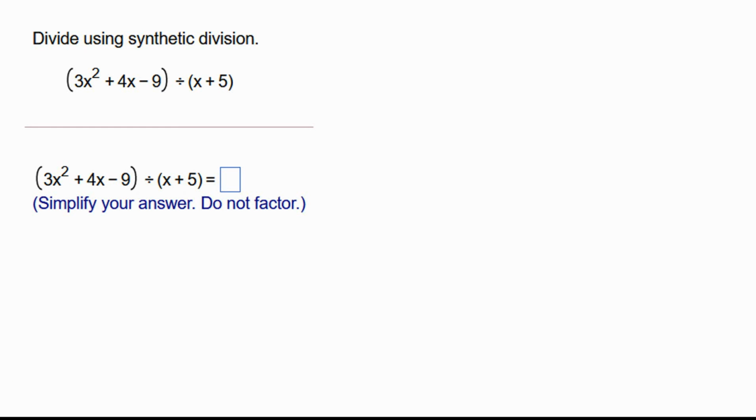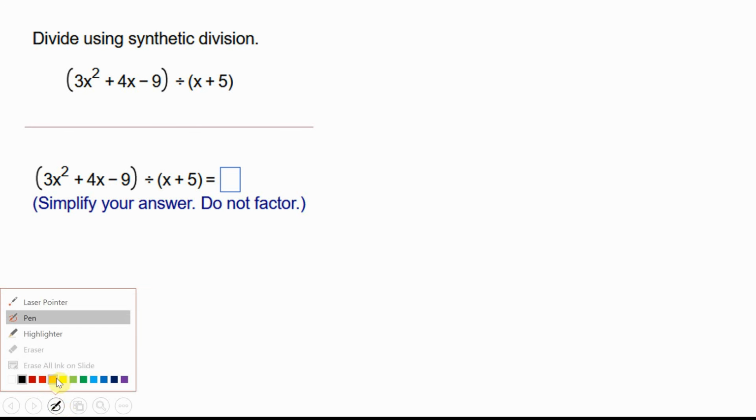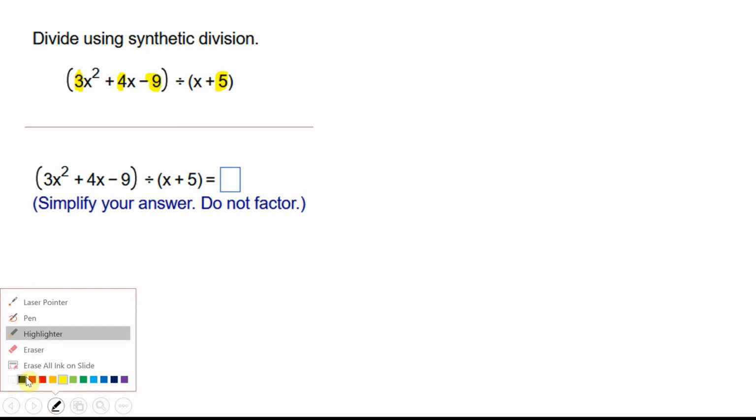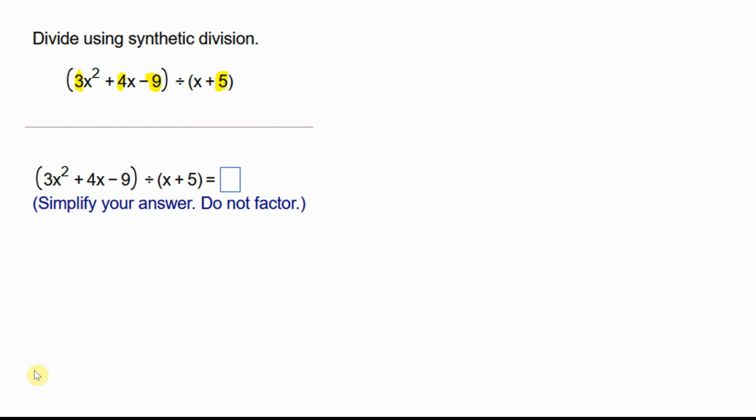So this one is by synthetic division. What you want to notice here are the coefficients, the 3, the 4, the -9. Let me highlight those. So all we use are just the numbers. Now for this one, for x plus 5, you want to pull out from there x equal to -5.